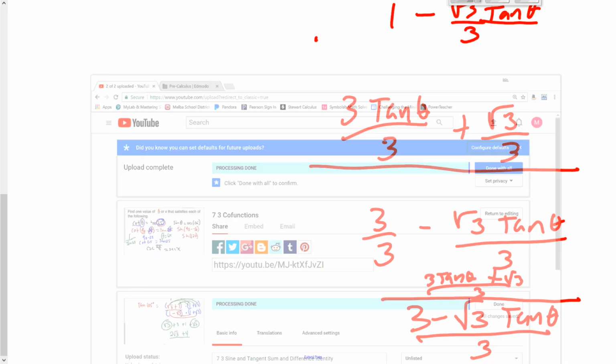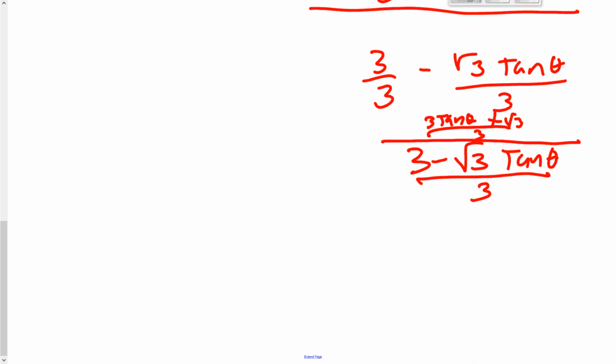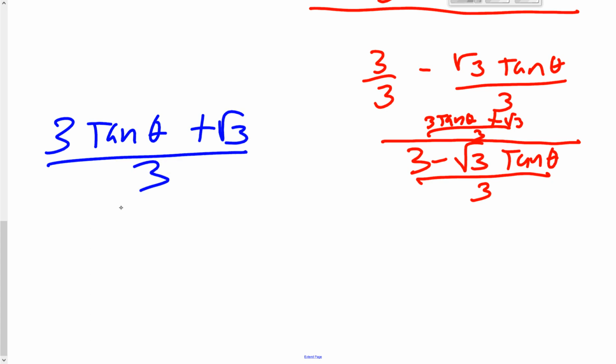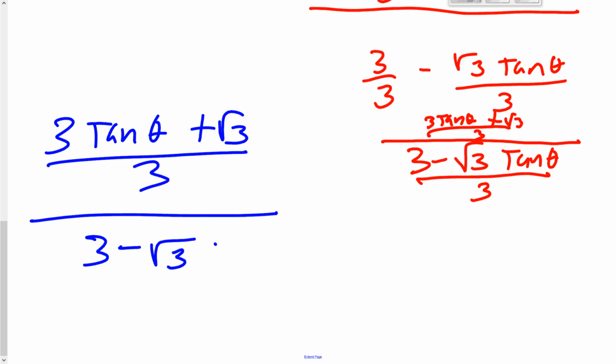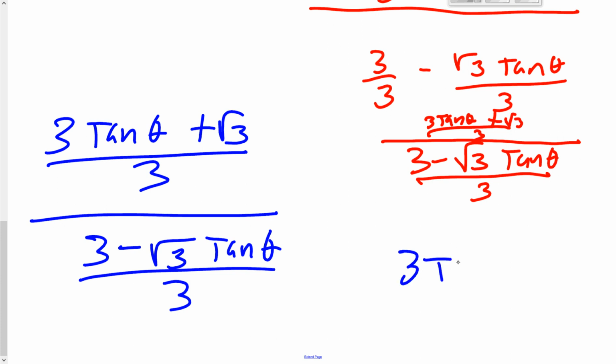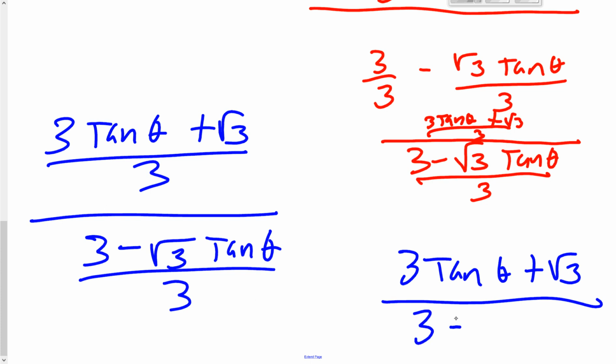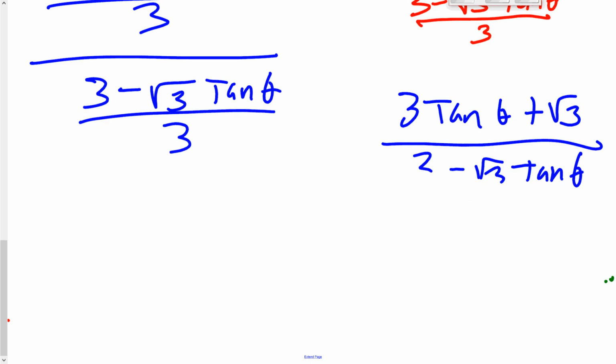Sorry about that. Getting a little crowded down there. So here it is. I'll rewrite it real quick. Divided by, so notice these are both over 3, so I could flip the bottom one and multiply. That would basically just cancel out these divided by 3's. So then we get, as a simplified answer, 3 tan theta plus √3 over 3 minus √3 tan of theta.